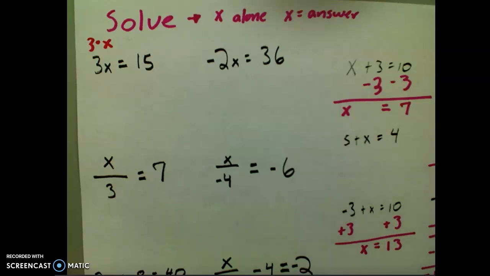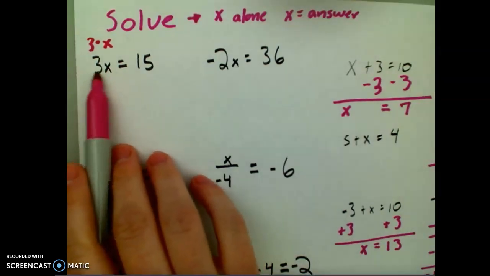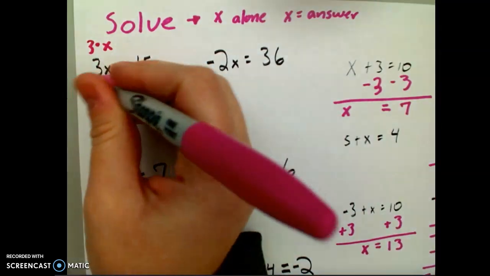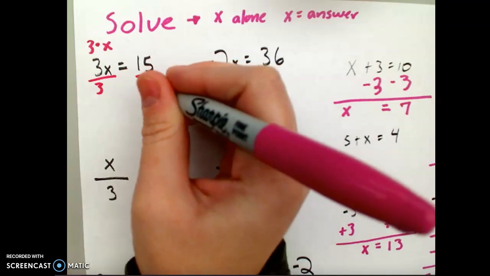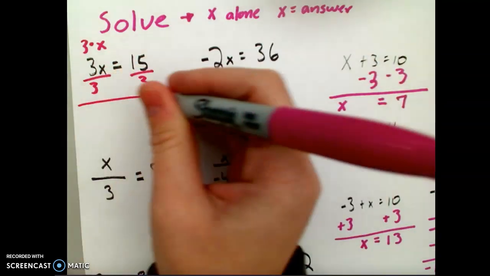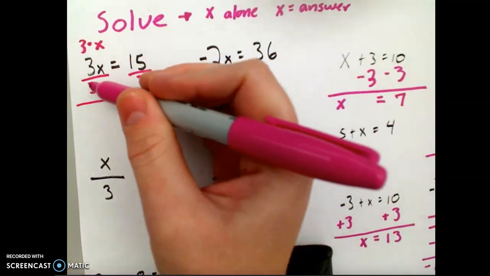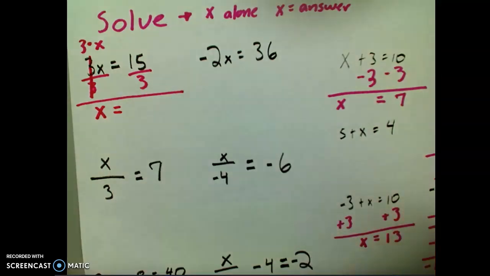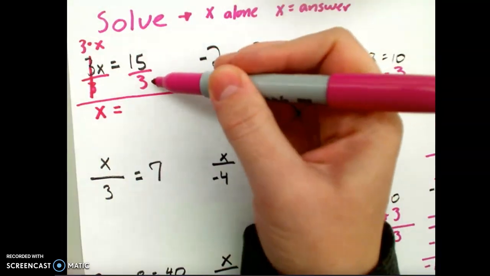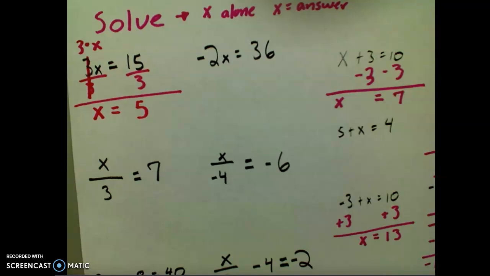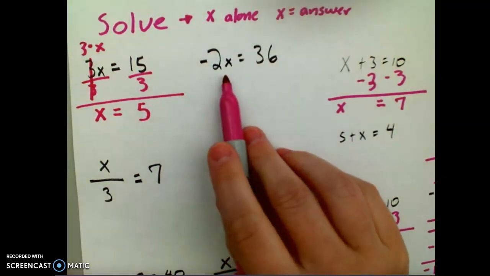Okay, so knowing that this is multiplication, we would need to do the opposite in order to get x alone. So the opposite of multiplying is dividing. And I'm showing the division with a line right here. That's a fraction bar, which is a division sign. 3 divided by 3 is the magic disappearing 1. I have 1x. 15 divided by 3 is 5. There, I've solved it.